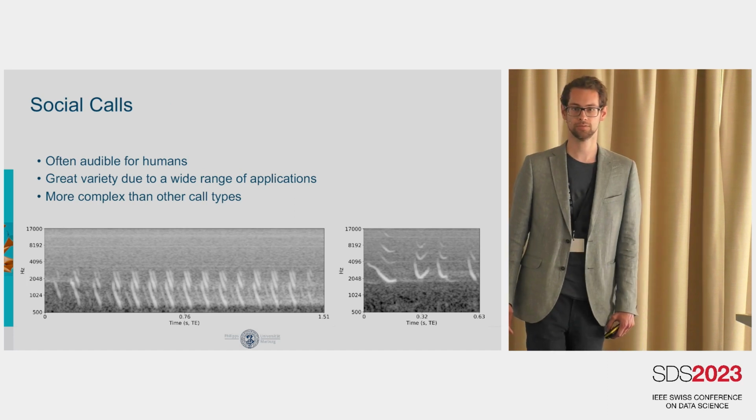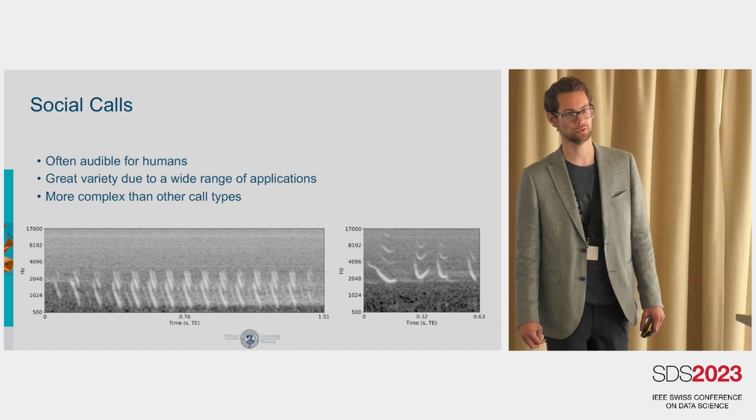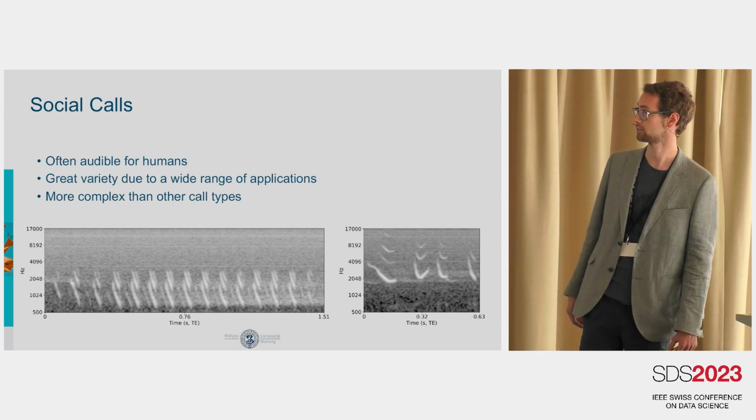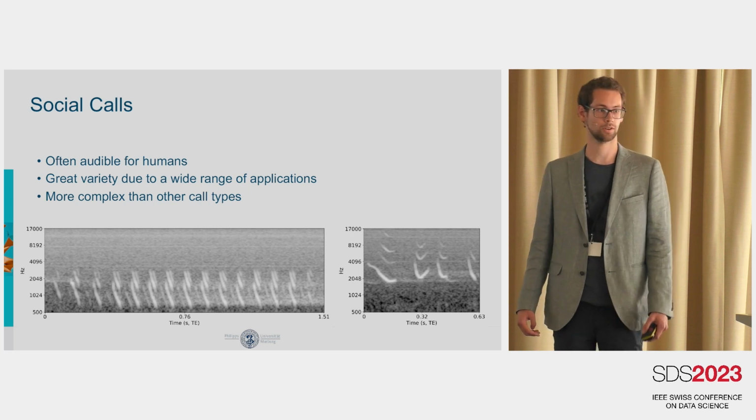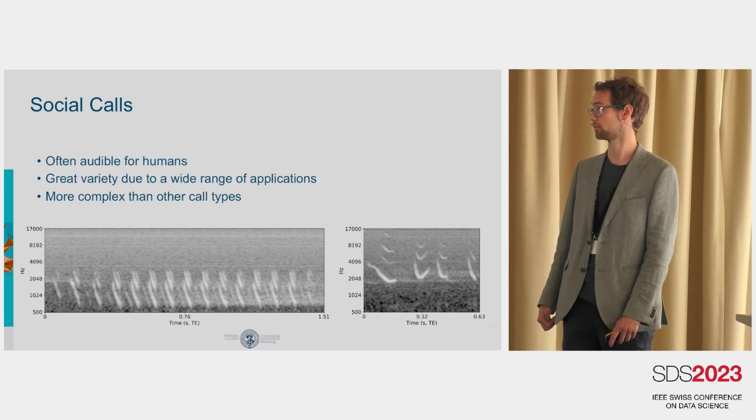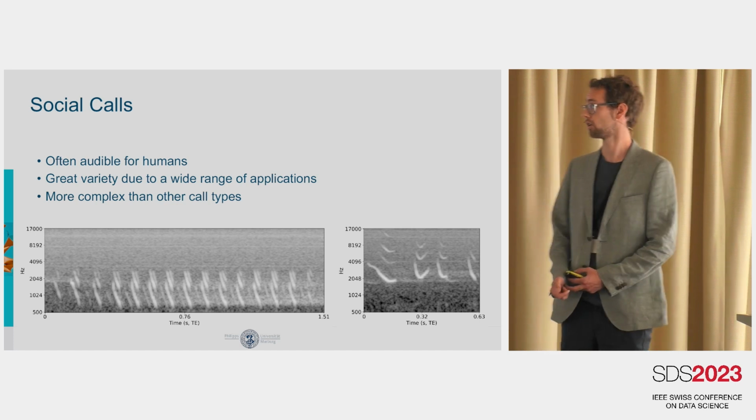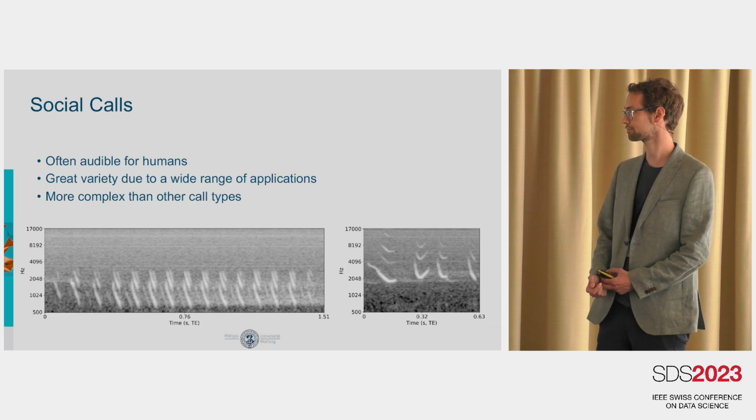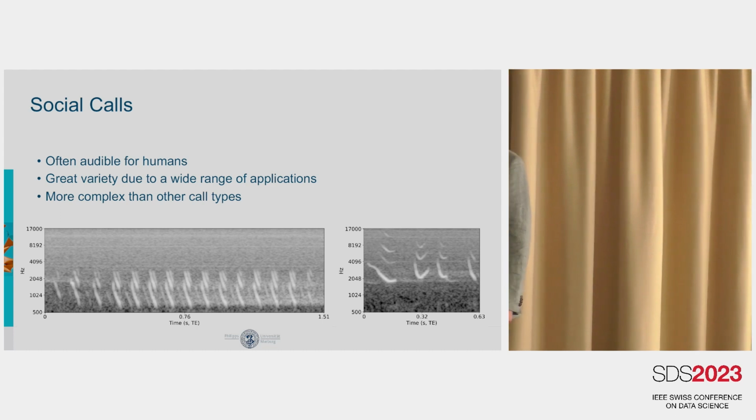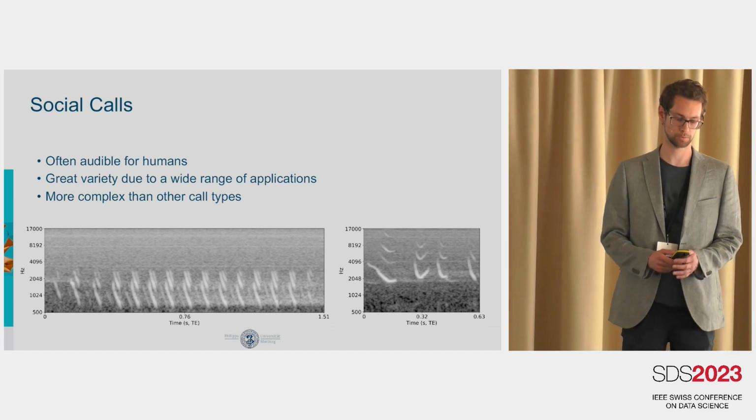Social calls actually differ quite a bit from the calls we saw before, because they are, on the one hand, often audible for humans, and on the other hand, much more complex than echolocation calls or feeding buzzes. And we also have a lot of different types of social calls, since the range of applications is also very diverse. Like we have calls for mating, for fighting, for distress, or for mother-infant interaction, for example. And this call here is a trilled social call, and that actually looks a bit like a feeding buzz and might be confused. However, it's in lower frequency ranges.